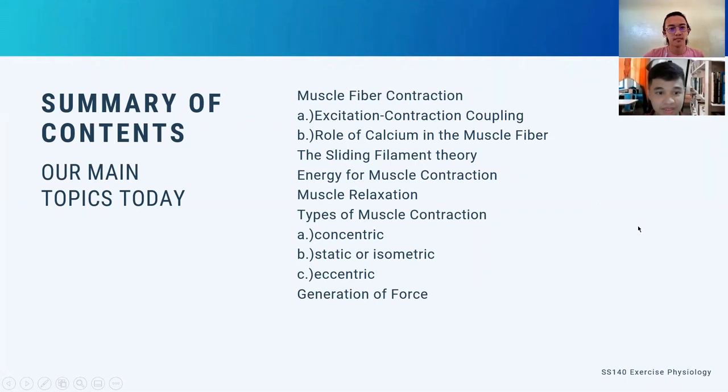These are the contents that we are going to tackle for this report: muscle fiber contraction, excitation contraction coupling, role of calcium in the muscle fiber, sliding filament theory, energy for muscle contraction, muscle relaxation, and all the types of muscle contraction, including the generation of force.